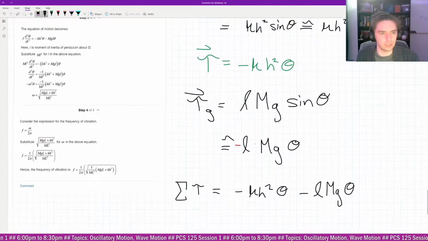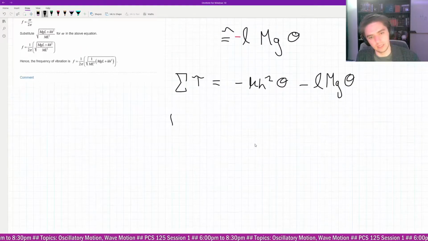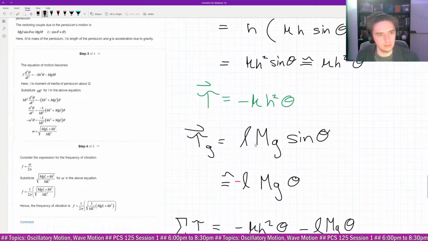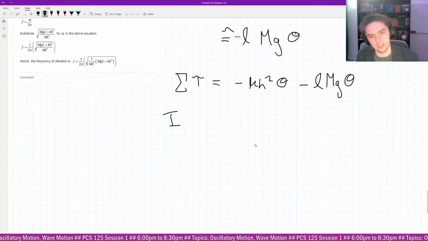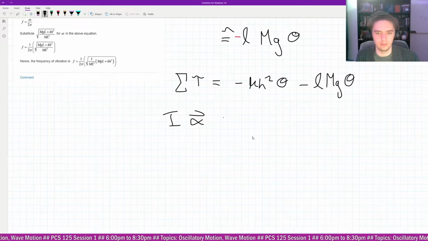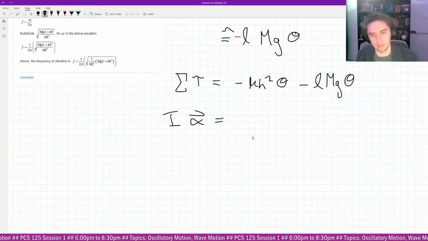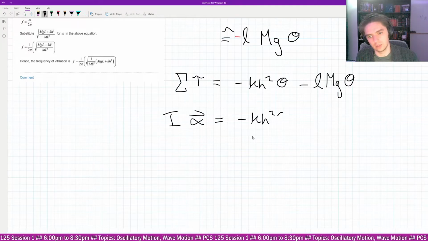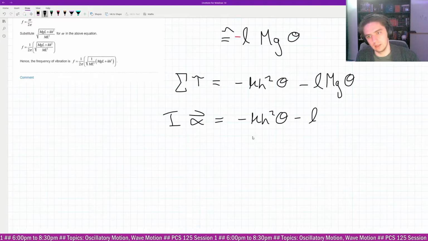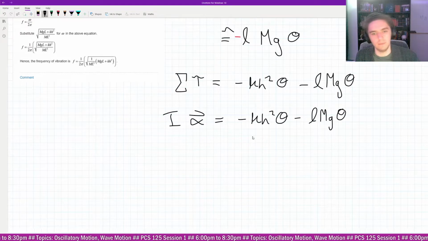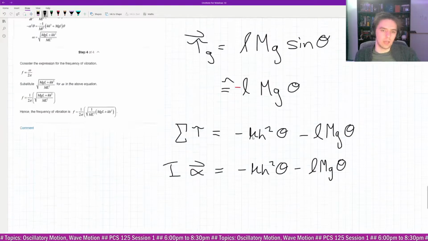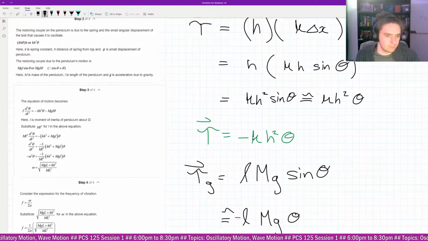The sum of the torques is equal to the moment of inertia times alpha, the angular acceleration: negative kh squared theta minus L mg theta. Okay, what's the point of this? From here we put in that, and we're trying to solve for omega. How do we know? Let's just see what they do here.